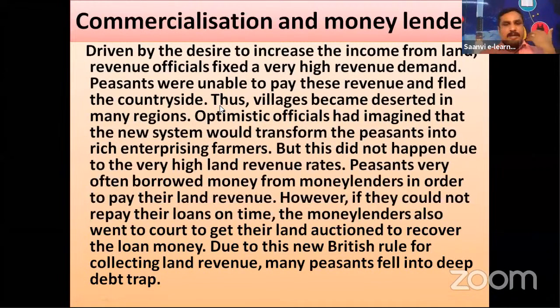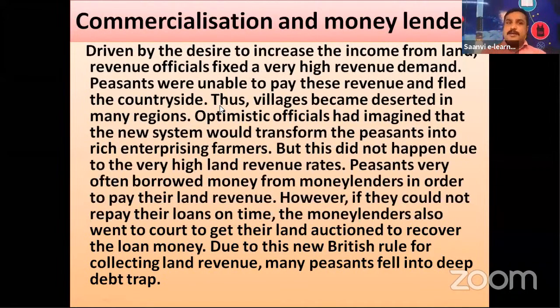Money lenders, later, unable to repay. For paying the tax, these poor peasants collected money from the money lenders. So repaying is very difficult. So under those circumstances, money lenders give a complaint to the court. The court decided to auction their land, or sell their land, and recover the loan money. Okay, so this is also one more point.